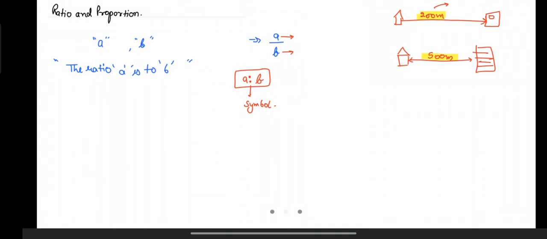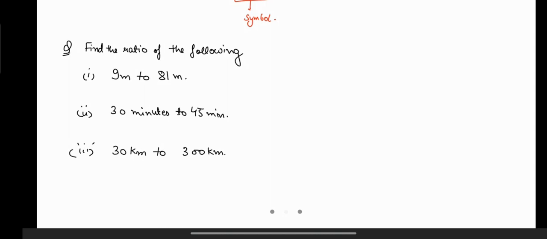Okay, now let's do a question and understand. These are three simple questions. I'll do the first one, you do the next two. If I want to find the ratio of 9 to 81, I just want to compare these two values. If I want to compare them in the form of division, I write 9 upon 81. Now we can simplify it further. You can keep it like that, but it will be good if you simplify it to the lowest form and then say it as a ratio.